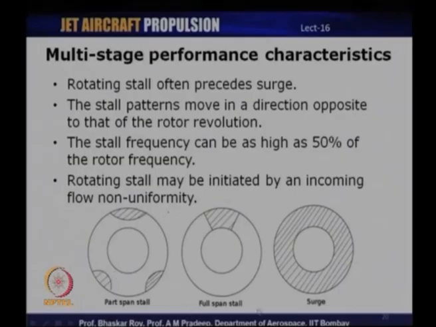So, what I have shown here are three different modes of operation of rotating stall. One is that the rotating stall may be affecting only part of the span. This is the annulus of the compressor, this is the hub, and this is the casing. So, rotating stall may affect part of the span, or it may be a full span stall that affects all the way from hub to the tip, and eventually it may lead to surge, wherein the entire annulus undergoes a stall.